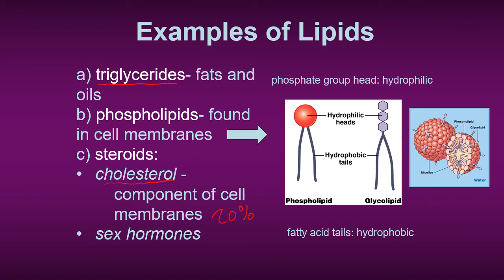Every single cell that we have in the body also contains phospholipids. And so we've got phospholipids in the cell membrane. And so we have this phospholipid here. It has two major components to it. It has a head, and then it has a tail. And the head and the tail are different in terms of how they interact with other molecules. And so we have hydrophilic heads and hydrophobic tails. Hydrophilic meaning that it likes water, hydrophobic meaning that it doesn't like water.